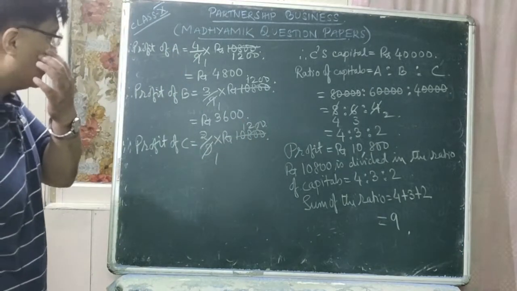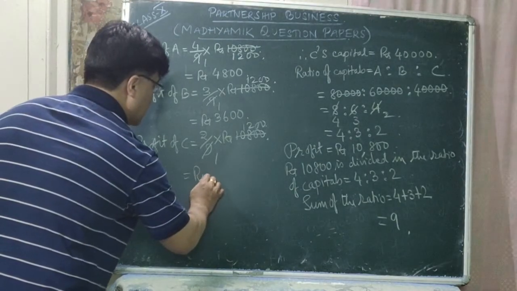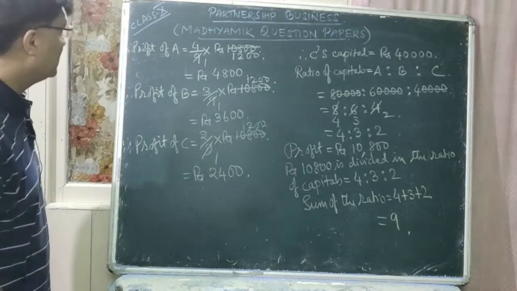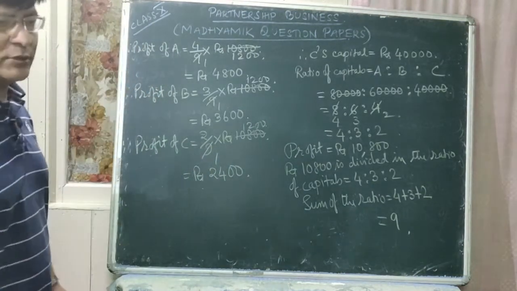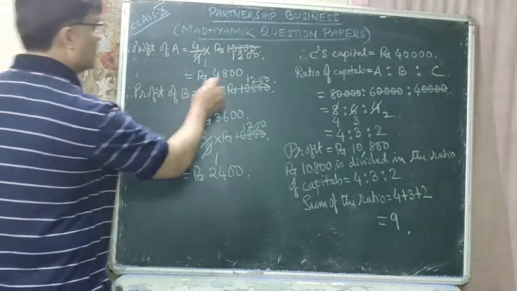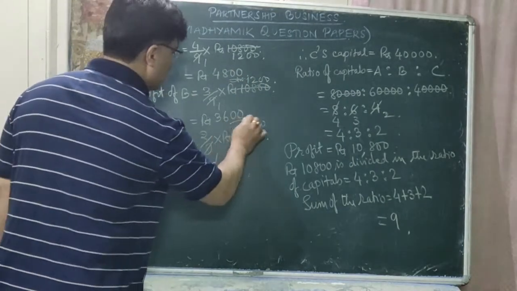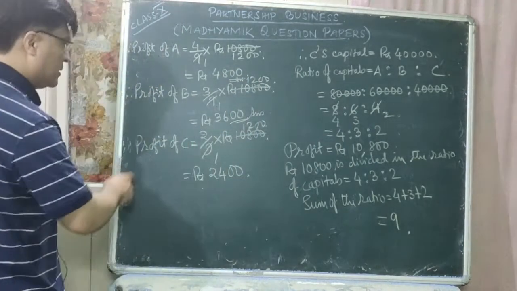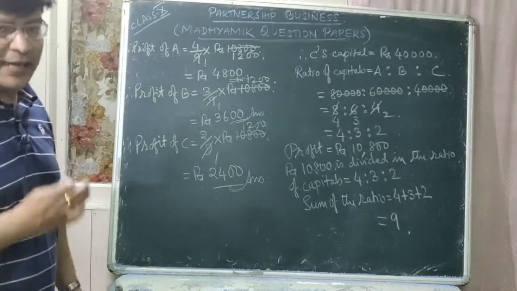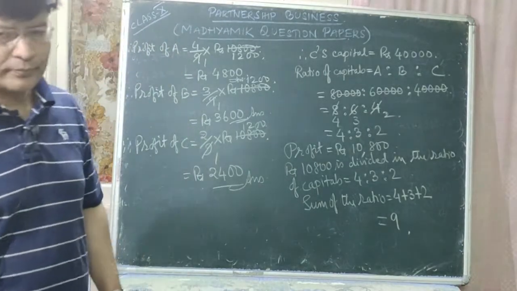9 ones are 9, 9 twos are 18 and 00, 1200, which is equal to rupees 2400. So we have got the answer. So you have to divide rupees 10,800 among three friends, that is A, B and C. So what was the profit of A? It is rupees 4800. What is the profit of B? Rupees 3600. And what is the profit of C? It is 2400. So these are the answers. So I think you have understood it, so you can copy it.